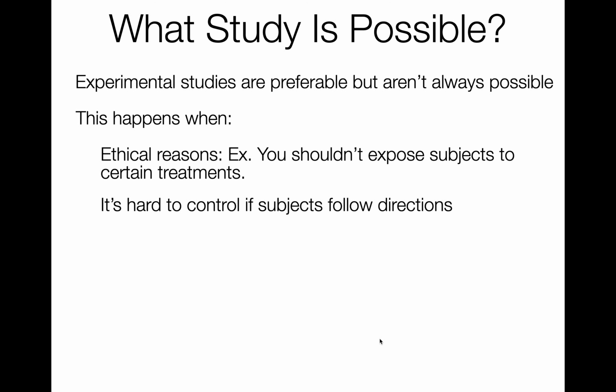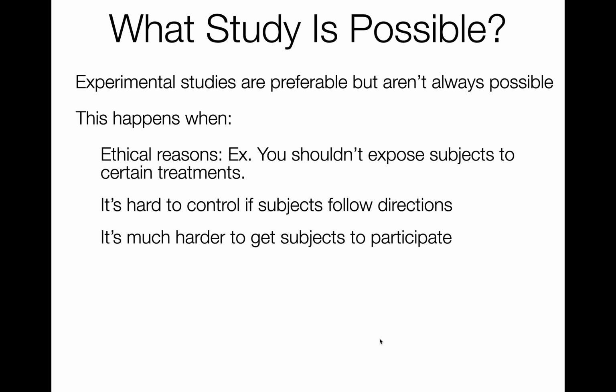Another reason that experimental studies may not be possible is that it's hard to control if the subjects will follow directions. If your research is not done in a totally controlled environment where you can control how the subjects follow directions, that's risky, because if they're sent home and told to take the drug or do whatever, they may not take it. And that's certainly going to skew your results.